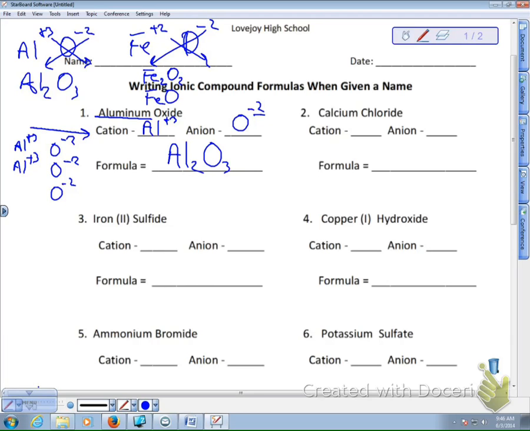Problem number 2 is calcium chloride. So let's do the cation from your periodic table. Find calcium. It's an alkaline earth metal in group 2. So all of those will always be +2. The anion this time is chloride, so chlorine is a halogen, and the halogens are always -1. So now the least common multiple between 2 and 1 is always 2. So this formula is going to be CaCl2.